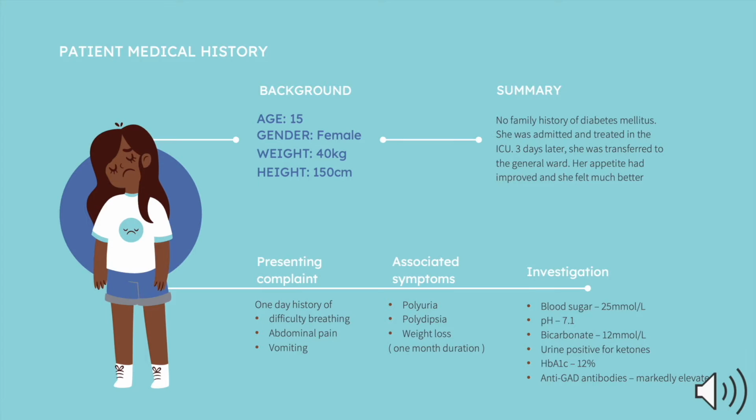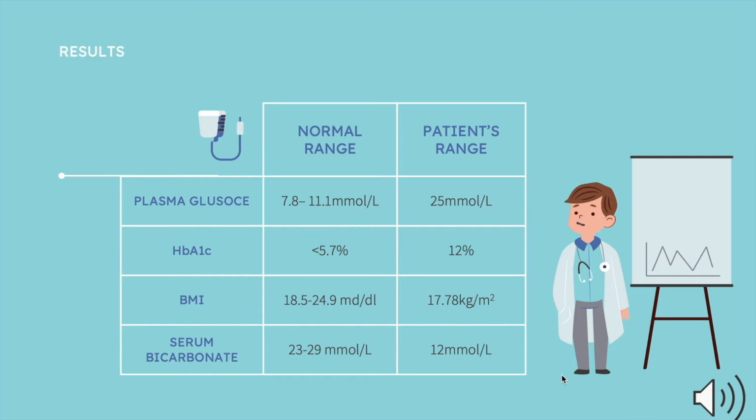The important medical history for Miss A is she doesn't have any family history of diabetes mellitus. She has 1-day history of difficulty breathing, abdominal pain, and vomiting. She also has polyuria, polydipsia, and weight loss for 1 month duration. Her plasma glucose level is elevated. Her HbA1c is high, her BMI is low, and also her serum bicarbonate level is low, based on the investigation.